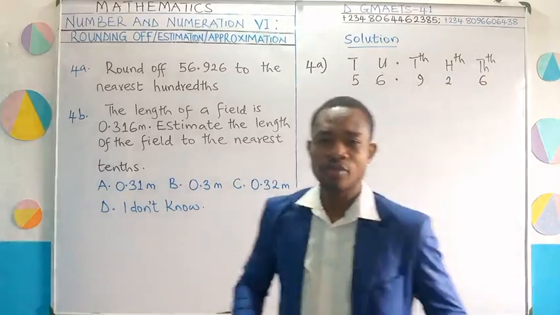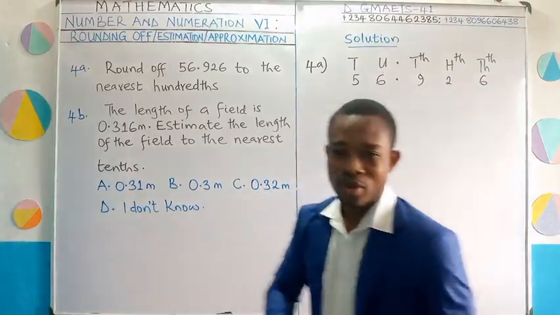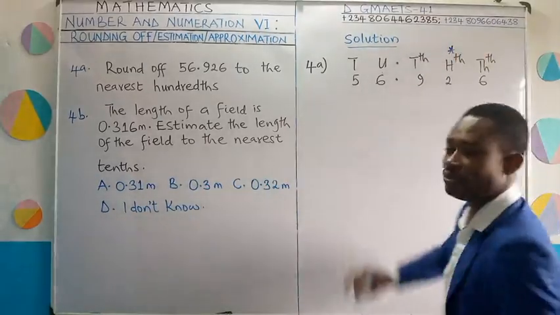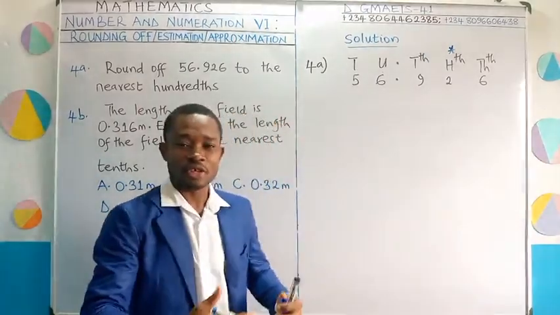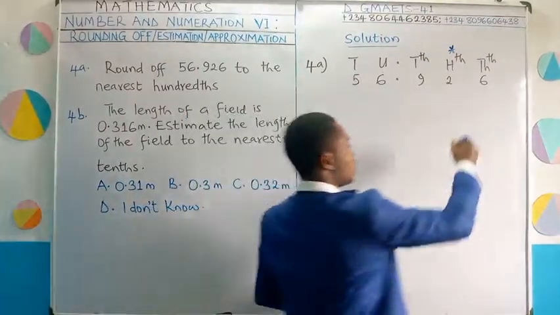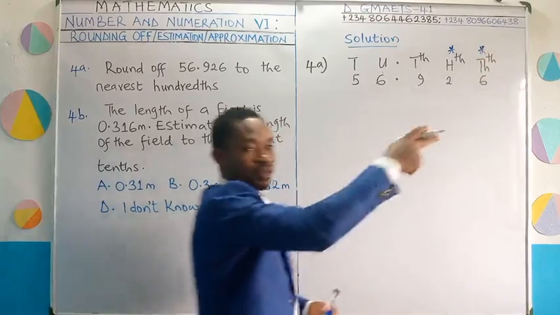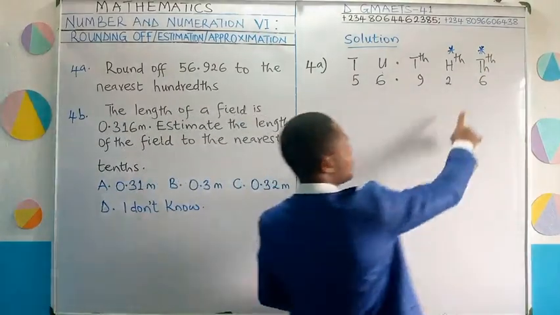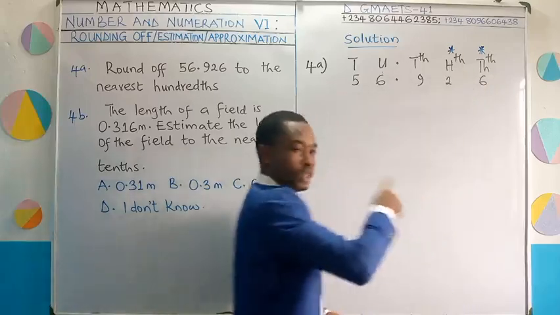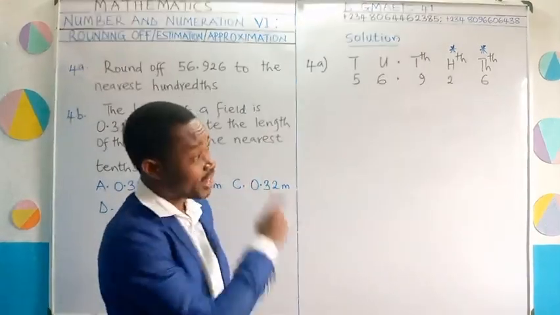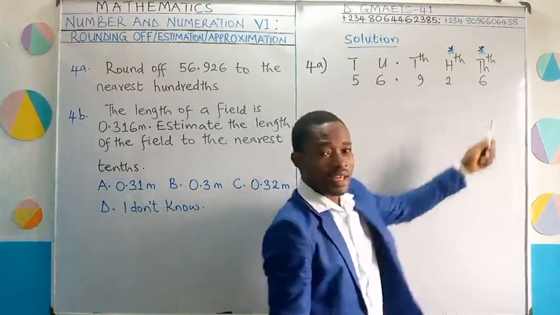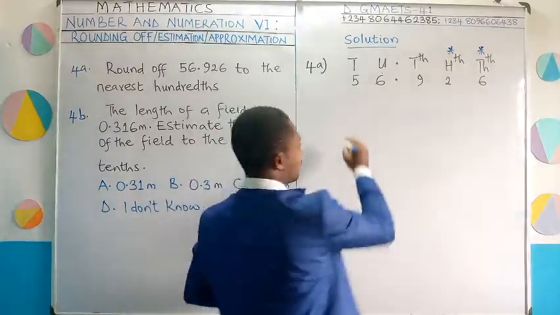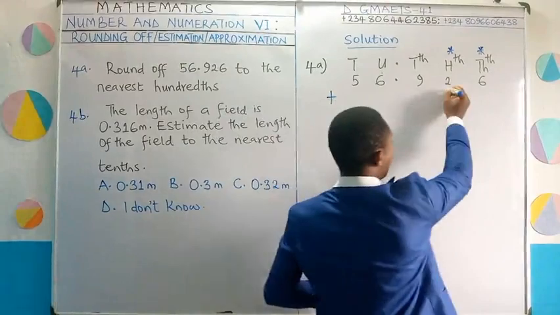We are rounding off to the nearest hundredths. So what do we do? Identify the hundredths place value. And then identify the place value you are rounding off from, which of course you know is this one, thousandths, on the right hand side of that hundredths. Now looking at this thousandths digit, is it up to 5? In fact, that digit is 6. It means that this rounding off is going to be a round up process. So I'll simply write plus 1.